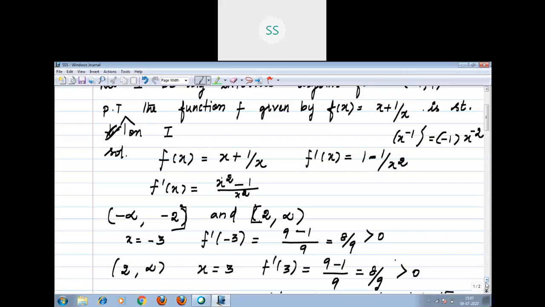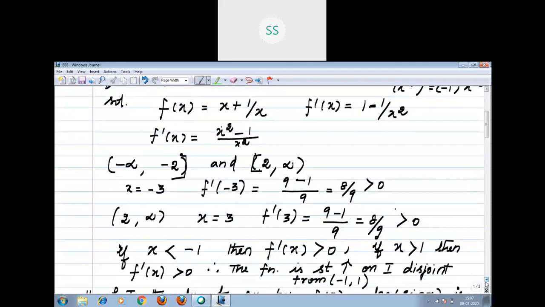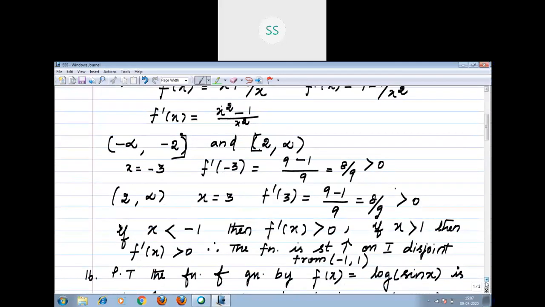Here they said disjoint from minus 1 comma 1, so that interval should be removed. That is the meaning. So you can assign values from minus infinity to minus 2 and 2 to infinity. In both intervals, the function is positive, greater than 0: x less than minus 1, x greater than 1. The derivative is greater than 0. Therefore, the function is strictly increasing on I, disjoint from minus 1 to 1.